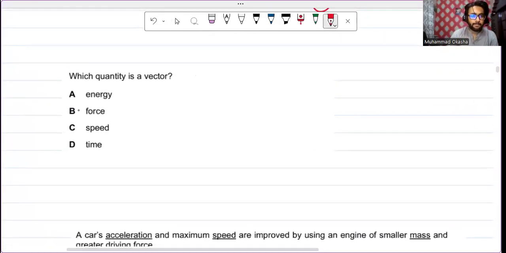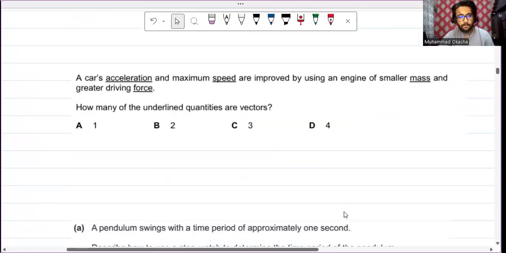Which quantity is a vector? Energy is a scalar quantity, speed is a scalar quantity, time is a scalar quantity, force is a vector quantity.